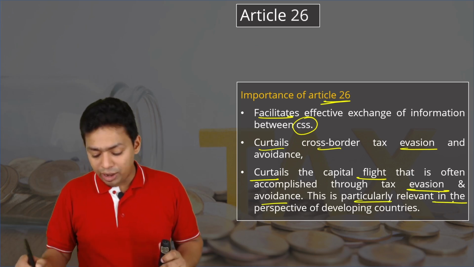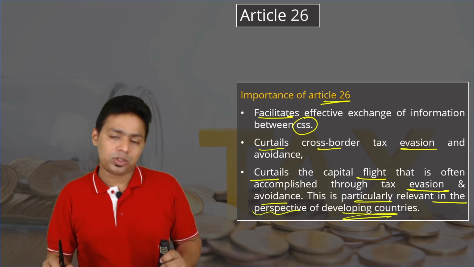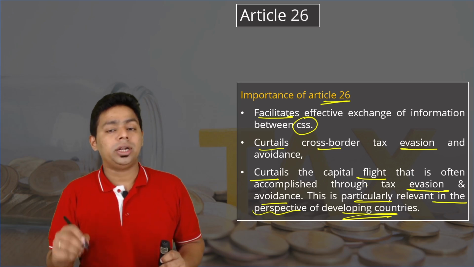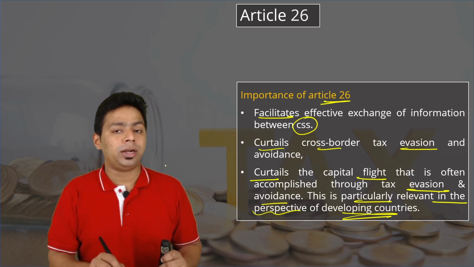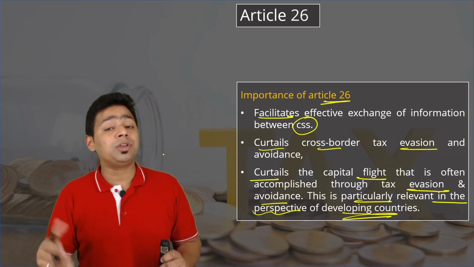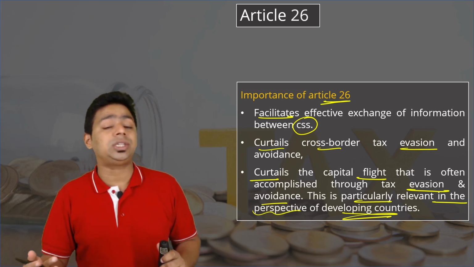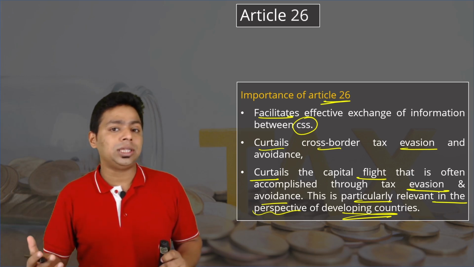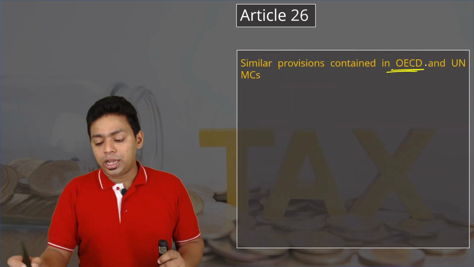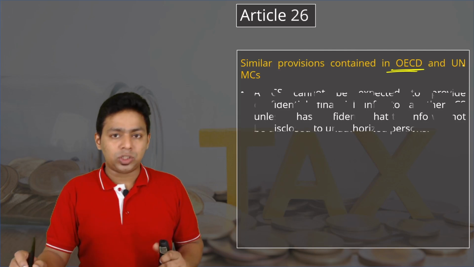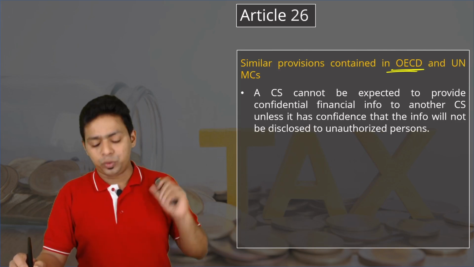It also curtails capital flight, which is often accomplished through tax evasion and avoidance. This is particularly relevant from the perspective of developing countries. Obviously this is very important, because evasion happens usually in developing countries, because the system is not perfect, the government is not stabilized, so there are a lot of loopholes in the system that can be exploited. Similar provisions are contained in the OECD and United Nations models, so major differences are not there; common provisions are there.